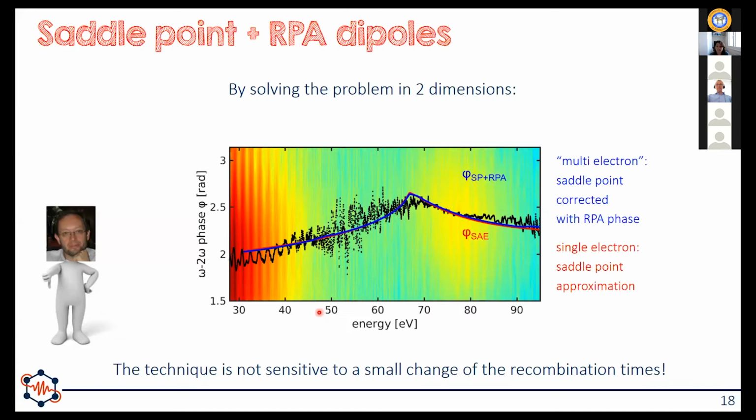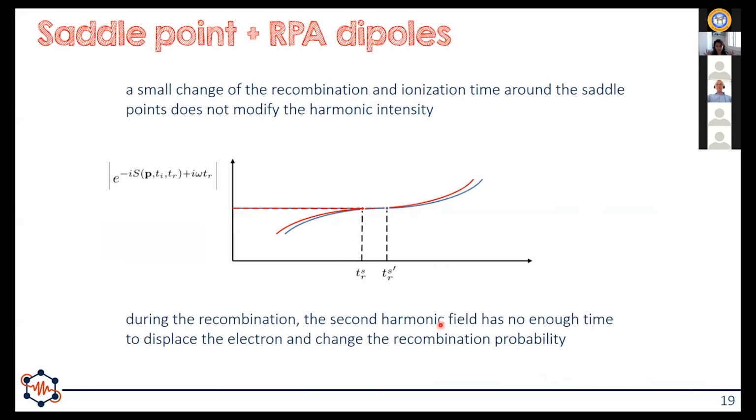So this technique is not sensitive to this small change in the recombination time. We cannot see it. It took some time for us to convince ourselves of this. Probably one can actually expect it, because the solution must be a saddle point, right? And if you have a very small change of the recombination and ionization time around the saddle, this doesn't really modify the complex phase, and so it cannot really modify the harmonic intensity that much. And this can be interpreted physically in the way that the second harmonic field has not enough time to displace the electron and change the recombination probability.